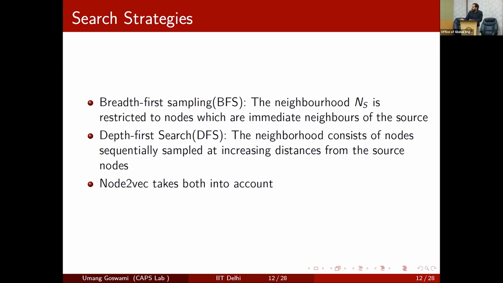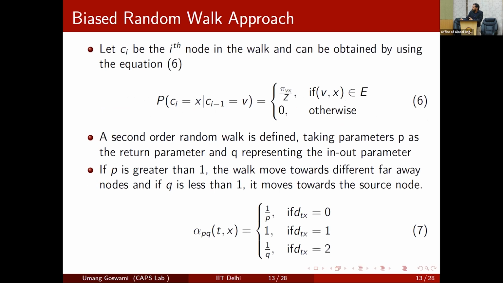Now how is it done? It is done with the help of two parameters, p and q. p is known as the return parameter and q is known as the in-out parameter. So let's say we have this node, which is x, and the previous node to it was v.